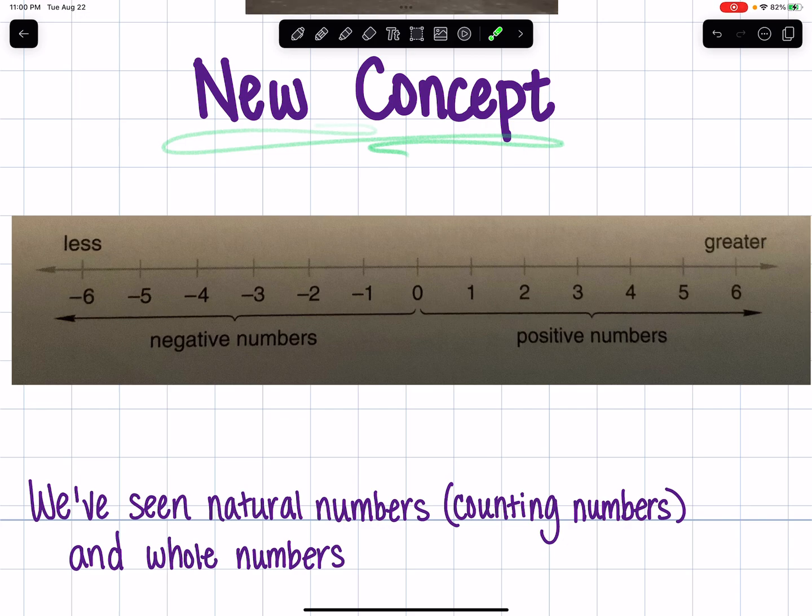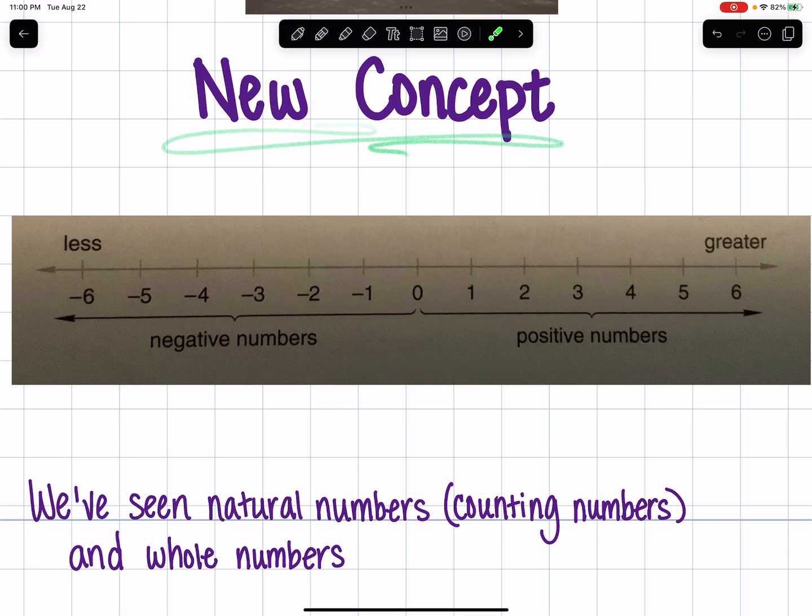And 0, what is that? Is it positive or negative? It's neither. It's neither one. It's nothing. Okay, on this number line, the tick marks indicate the location of integers. So this is a new vocabulary word, integers. It's all of these numbers, okay?